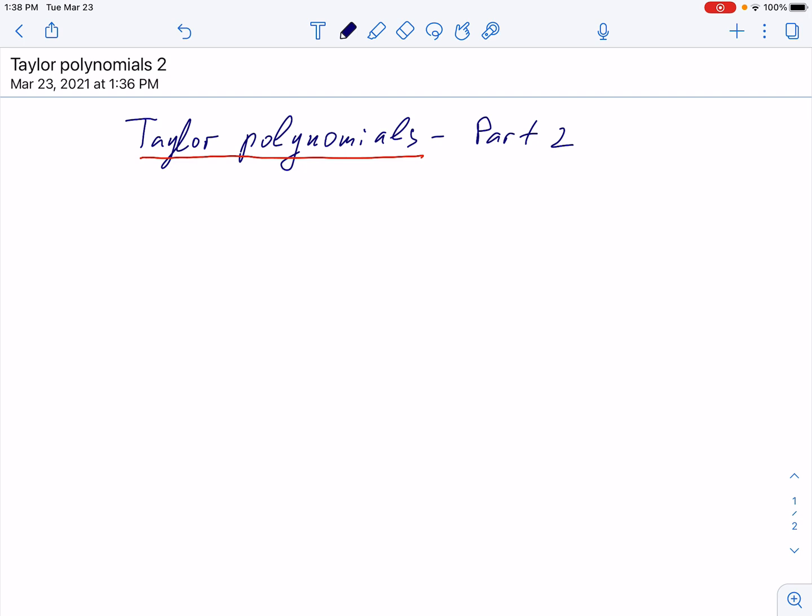Hello again. We continue with the Taylor polynomials. I want to show you here one example with approximation. Now, this is the question.